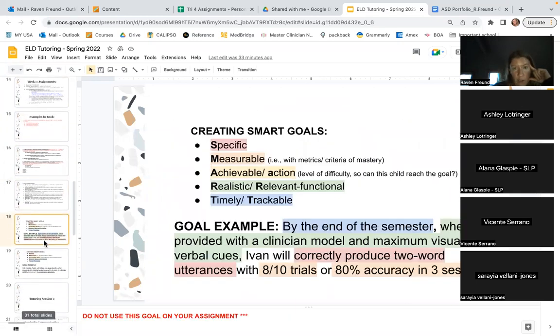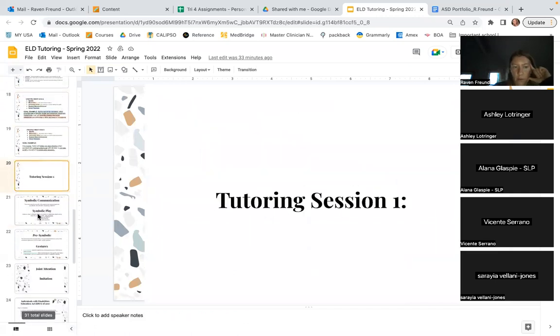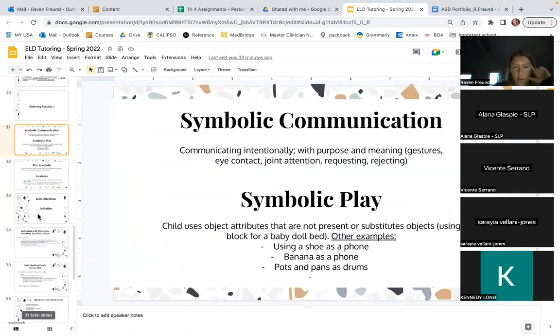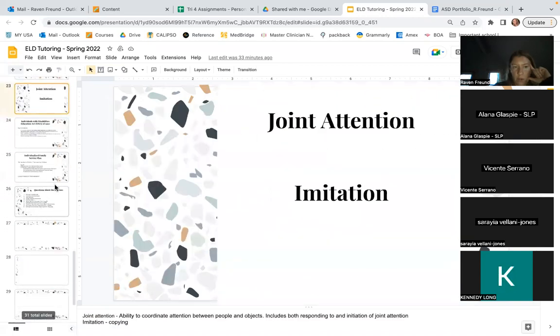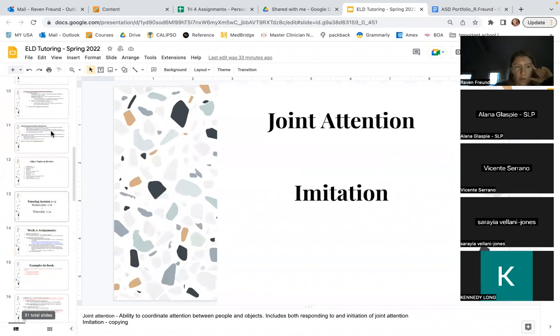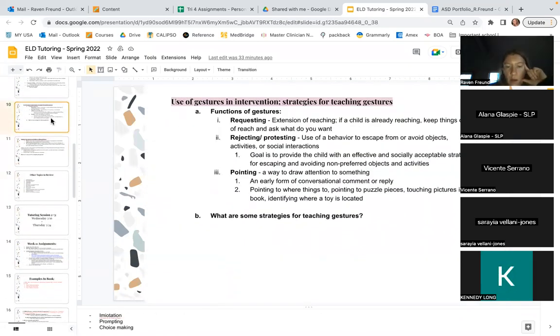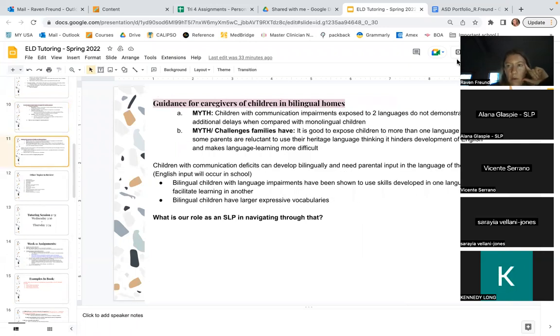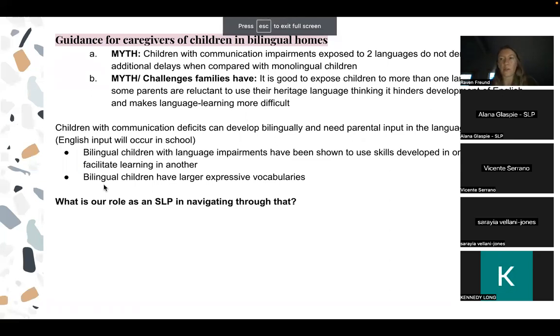Here's some strategies. Oh, here's SMART goals. That's good stuff. Tutoring session 1. See, this was my friend's. Interesting. Okay, not that much more. Thank you though for that. We're definitely gonna get kicked off. Okay, so I'm not gonna read through everything. I can totally share this with you guys.